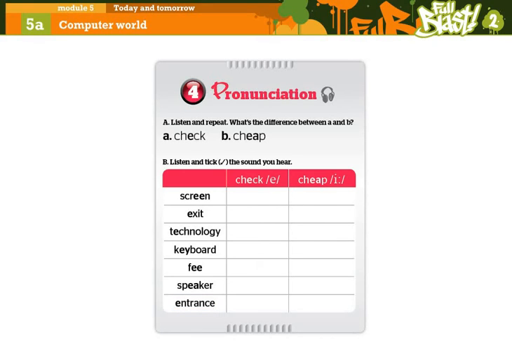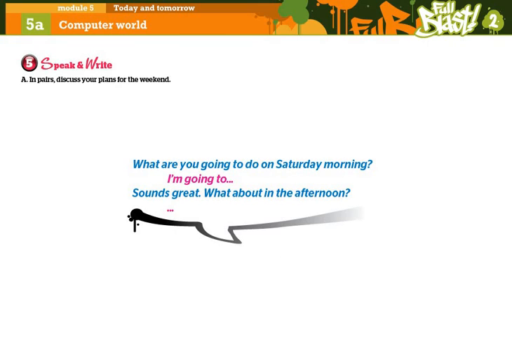Great, it seems to be clear. So try to do this activity, then move on to the last activity, which is about speak and write.